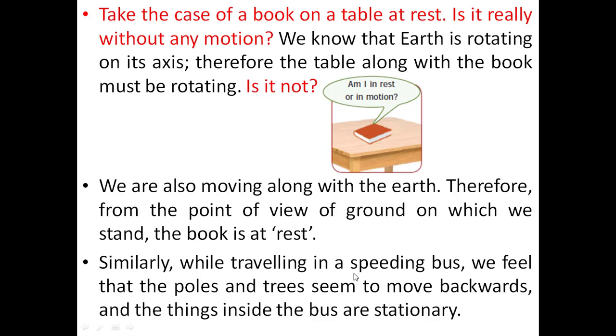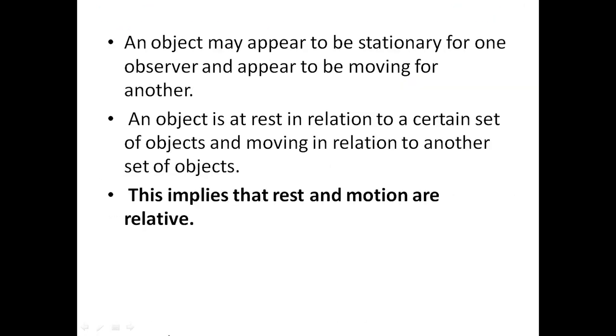Similarly, while traveling in a speeding bus, we feel that the poles and trees seem to move backwards and the things inside the bus are stationary. An object may appear to be stationary for one observer and appear to be moving for another. An object is at rest in relation to a certain set of objects and moving in relation to another set of objects. This implies that rest and motion are relative.